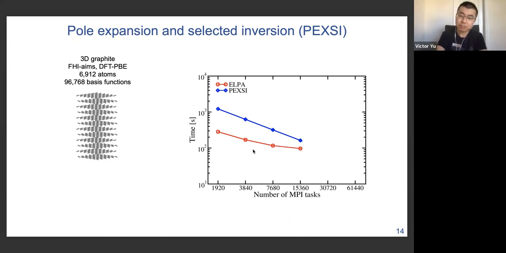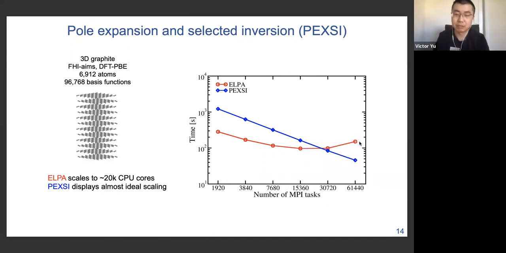But as we further increase the number of CPU cores, we see ELPA scales only up to 20,000 CPU cores, which is very good, but PEXSI is even better. It shows an almost ideal scaling up to, in this case, 60,000 CPU cores. So if you have a very big computer and you have thousands of CPU cores, maybe you should consider PEXSI, which is more parallel efficient than ELPA in these extreme cases.